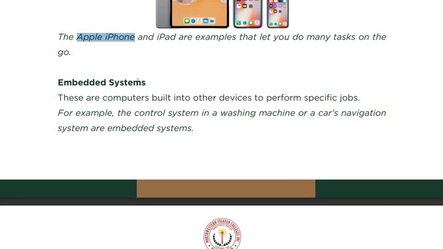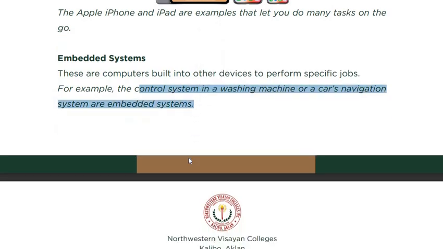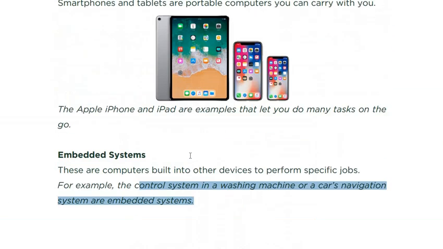For embedded systems, there are also computers built into other devices to perform specific jobs. For example, pag inaba natin nga embed, ibig sabihin, may exist nga machine, gimbutang natin dato. Okay, so the control system in a washing machine or a car's navigation system. So, these are examples of embedded systems.